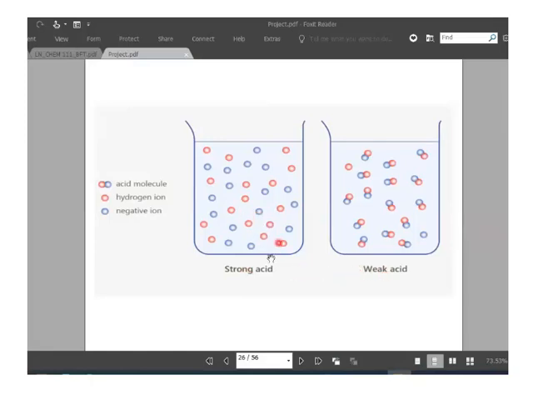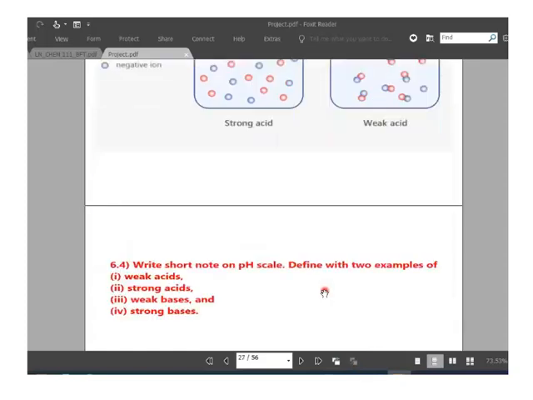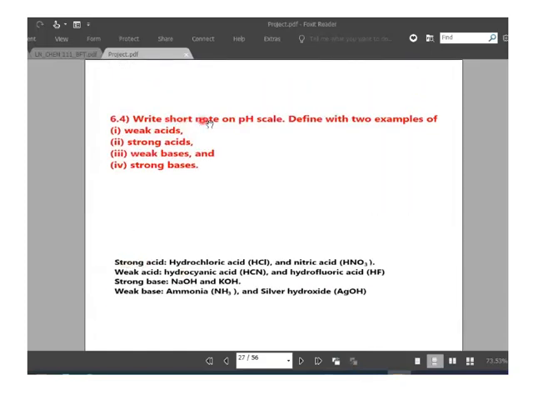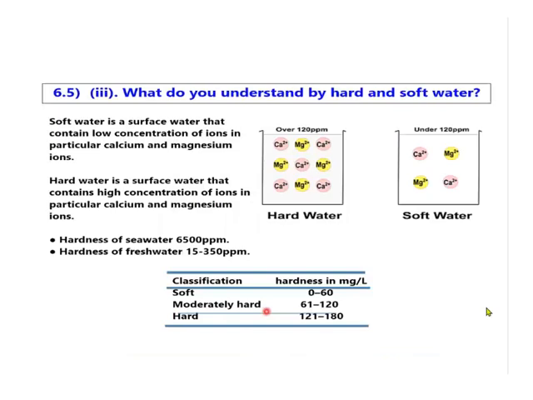So a strong acid will dissociate completely, but a weak acid will not dissociate completely. So this is the difference or definition. This is the answer, because the question is: write a short note on pH scales. So what do you understand by hard water and soft water?